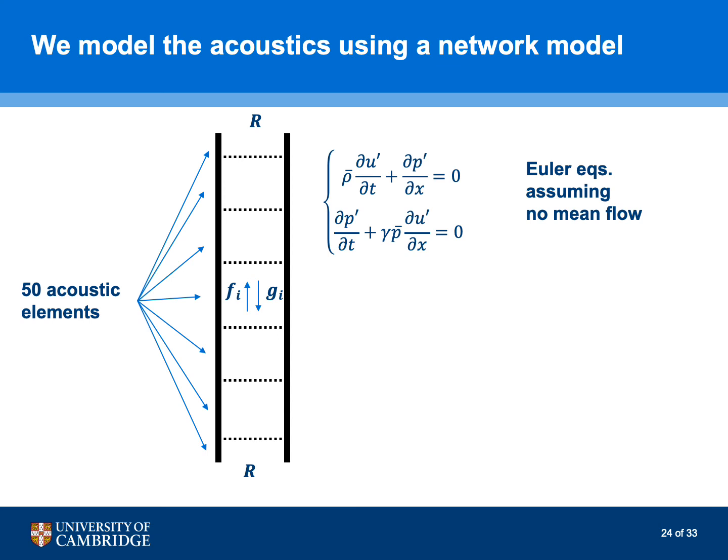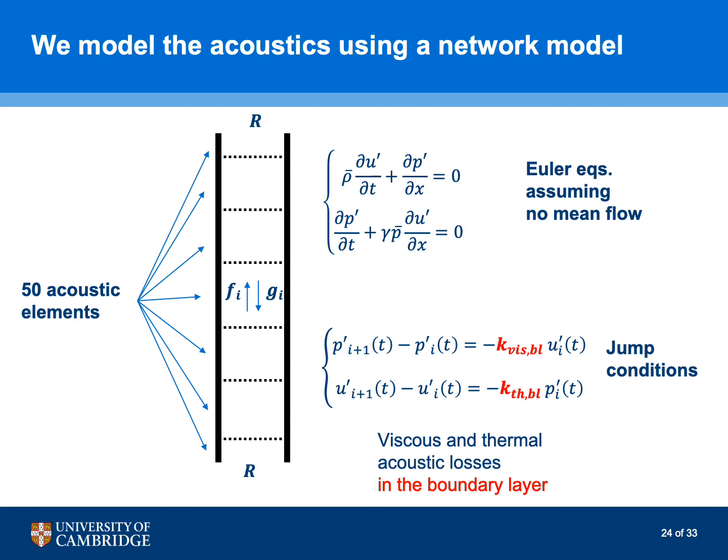We then connect adjacent elements by specifying the jump conditions at the interface between 2 elements. For an empty tube, the jump conditions represent the viscous and thermal acoustic losses in the boundary layer, which are obviously distributed losses, but which we model as concentrated losses. Notice that the 2 coefficients highlighted in red are fully known because they are only a function of geometry, fluid properties, and oscillation frequency, which we know.